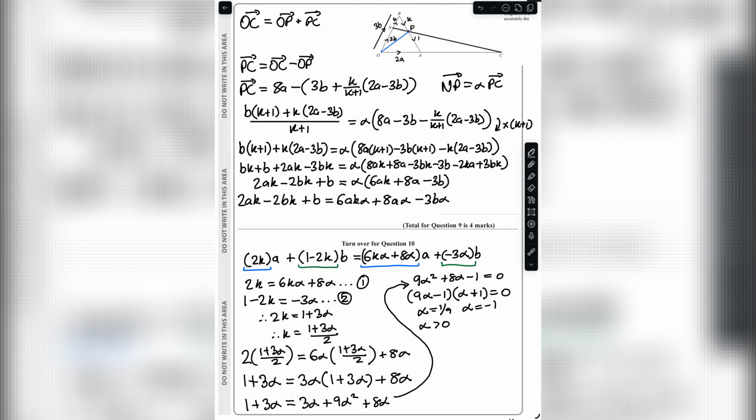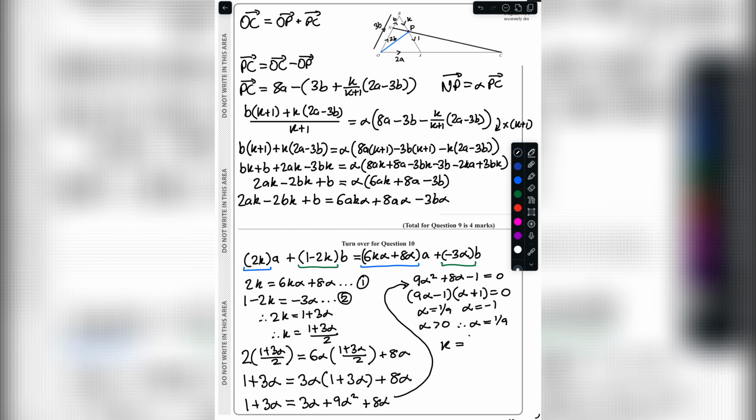And given as alpha must be greater than 0, we can state that alpha equals 1 over 9. So k equals 1 plus 3 times 1 over 9 all over 2. And if we simplify that, we get 1 plus a third over 2. 1 plus a third is 4 over 3. So 4 over 3 divided by 2 is the same as 4 over 3 times a half. So k equals 2 over 3.